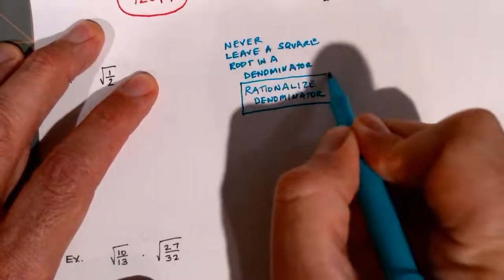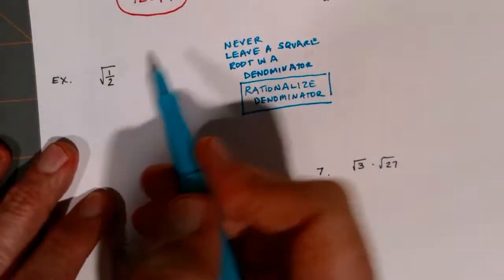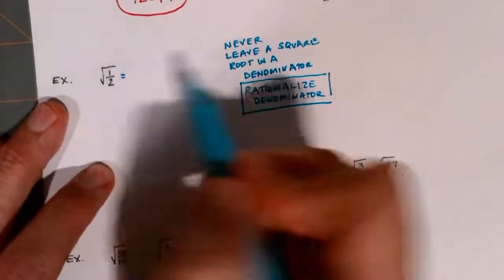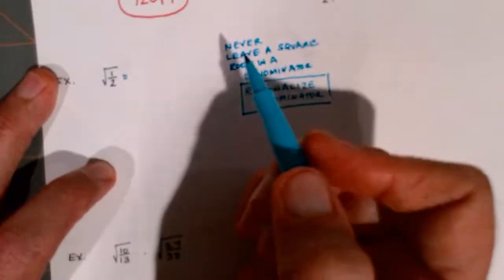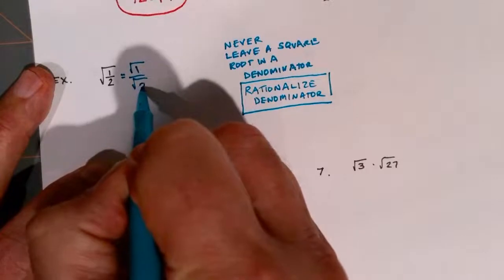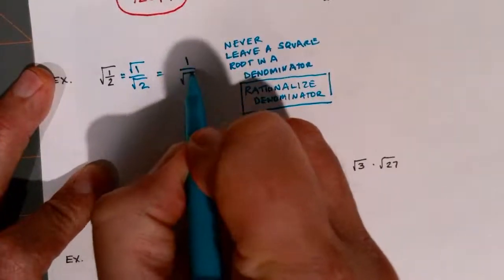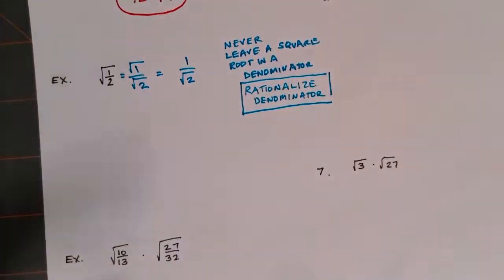So one of the questions, let's go slow here, okay? When I go to do this, the first property that I know here is that this is equal to root 1 over root 2, which is equal to 1 over root 2. Okay? So that's the first thing you need to understand, is this is equal to 1 over root 2.